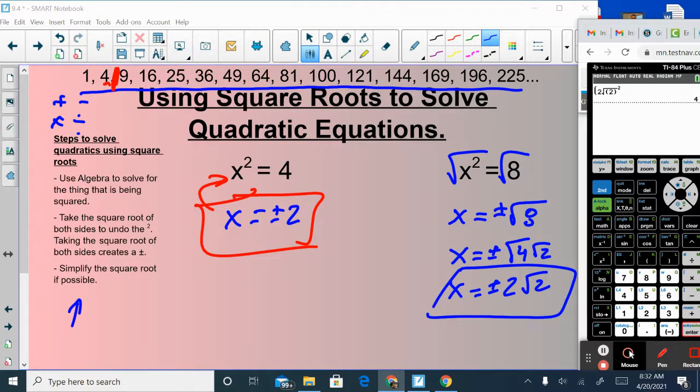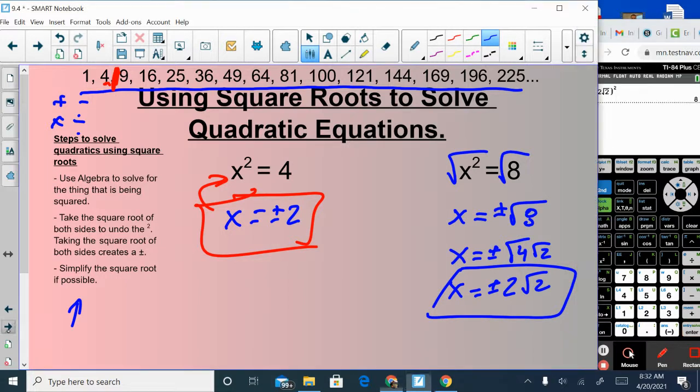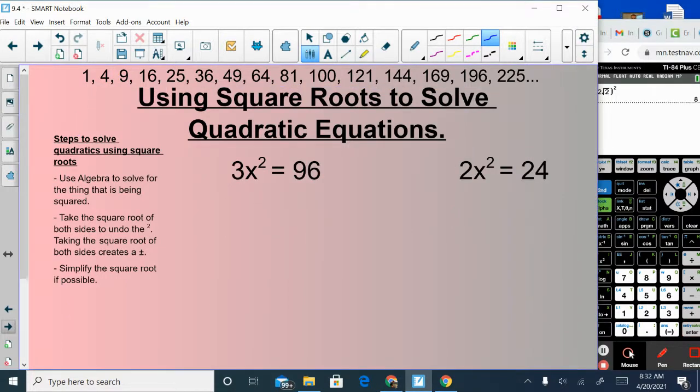Is it going to accept that? No. I'm going to try to type it in better. I'm really screwing this up. 2 square root of 2, but then I want the parentheses after it. There you go. So 2 root 2 squared is 8.